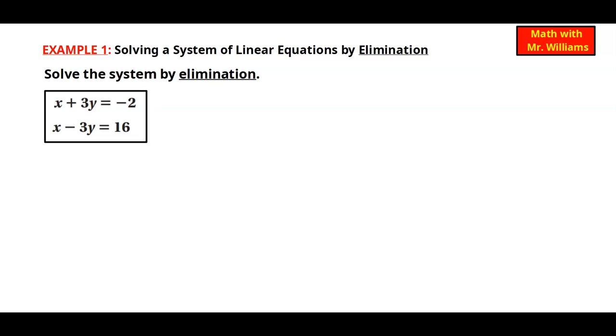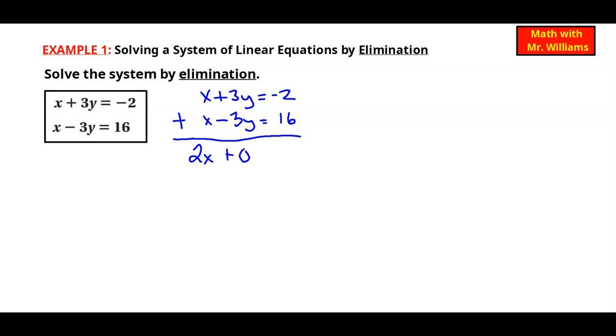So let's go ahead and write those down. Okay, we can see we have opposites of the 3y's. So what we're going to do is add these two equations up. x plus x will give me 2x. A positive 3y and a negative 3y will give me a 0. And then -2 plus 16 will give me 14.